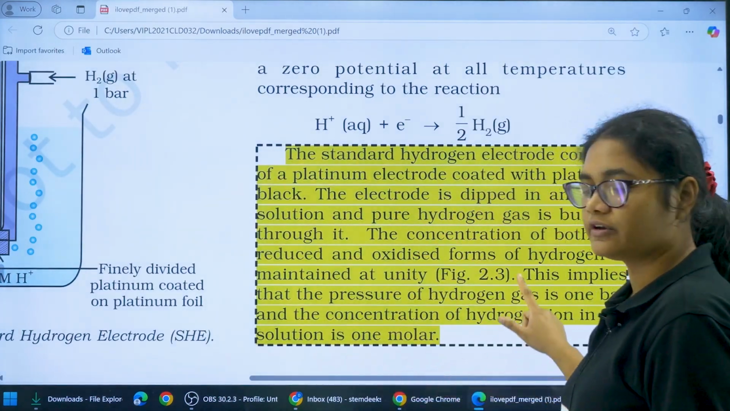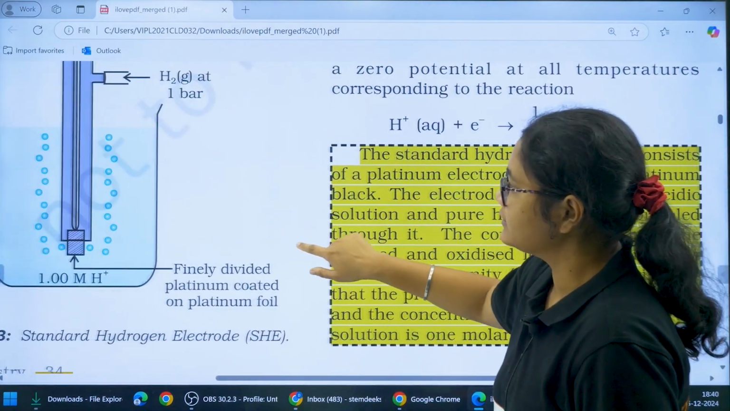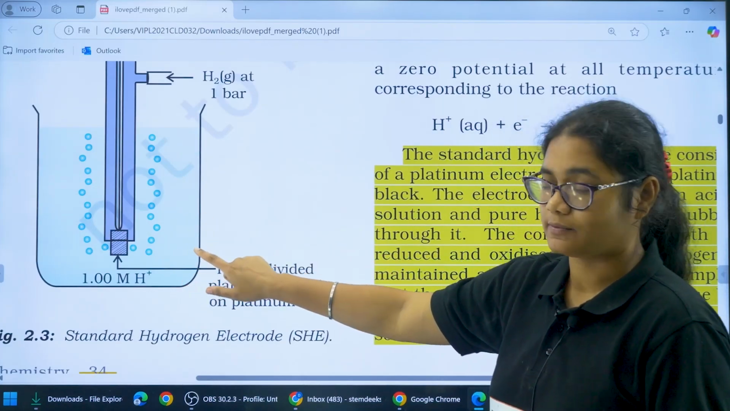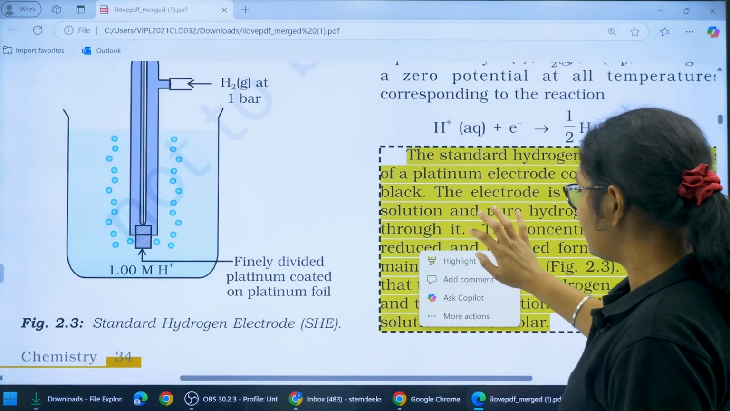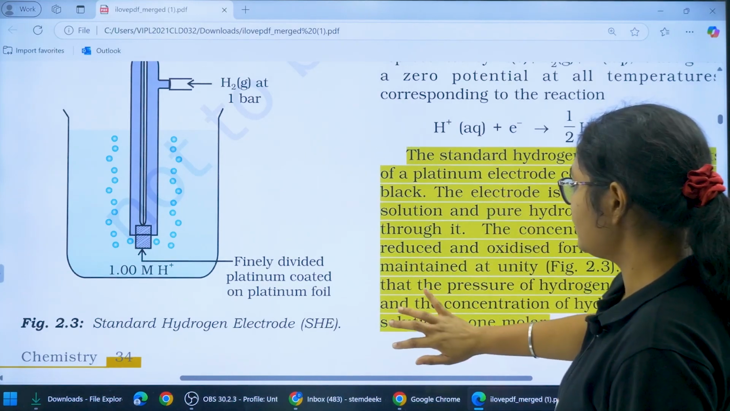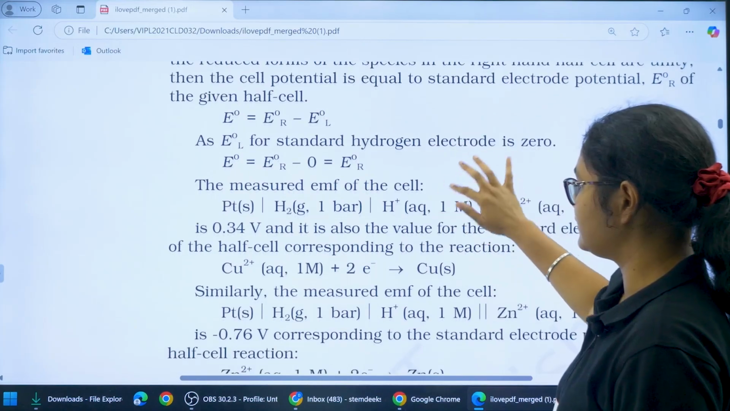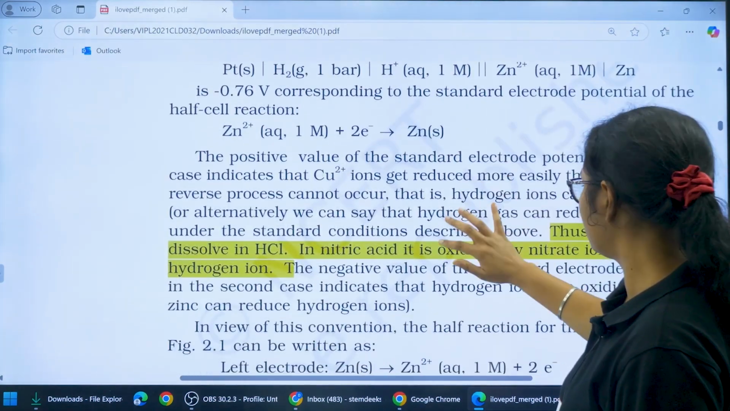So now, standard hydrogen electrode construction, and this diagram is very important, so please mark this. You need to draw this diagram as well. Okay, next if we go forward, we can find here something.